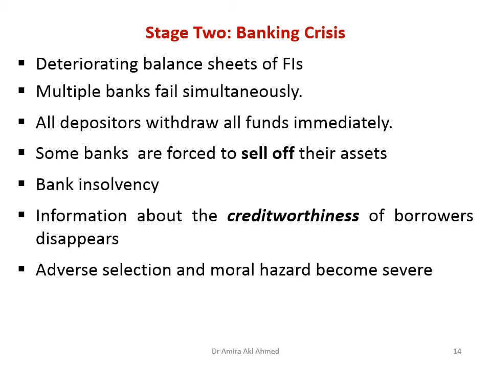Thus, banks are forced to sell off their assets to raise the necessary funds. As a result of this fire sale of assets, their prices are likely to decline sharply. Then the bank becomes insolvent. This results in a contagion which then leads to multiple bank failures and bank panics. With fewer banks operating, information about the creditworthiness of borrowers disappears. Adverse selection and moral hazard become severe. It takes years for a full recovery.